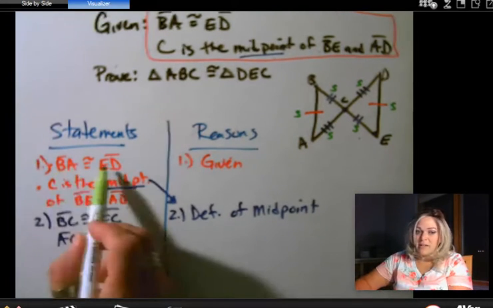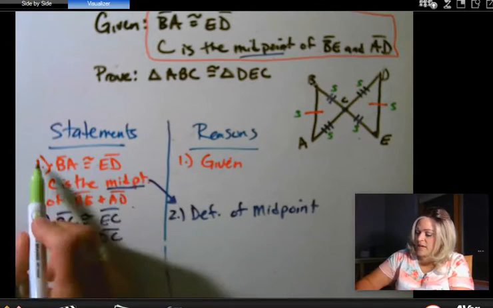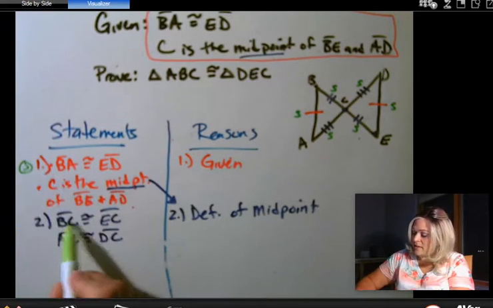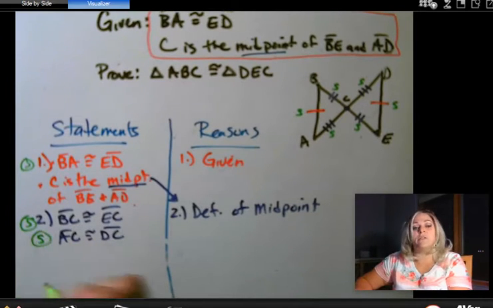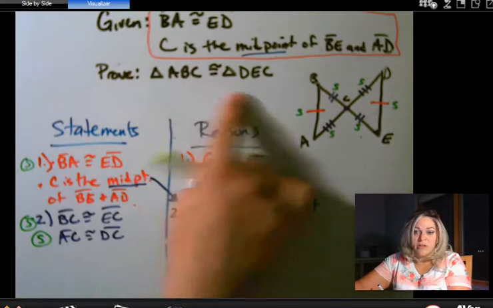And I look here at my statements. I've got a side that's congruent to another side. Here I've got a side congruent to another side. And here I've got a side congruent to another side. I can prove that these triangles are congruent already.